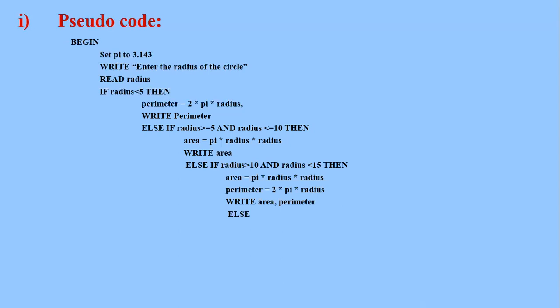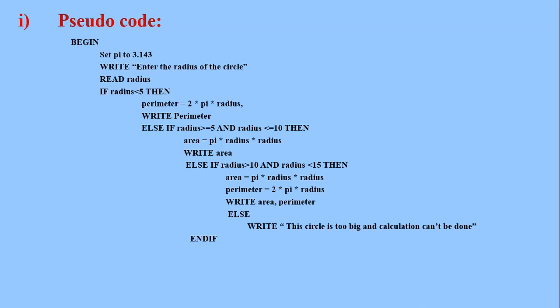Otherwise, if none of those conditions are met, then write this circle is too big and the calculation can't be done. Meaning, if the value entered is 15 and above, then our program will not calculate anything. It will just display the message, this circle is too big and the calculation can't be done. And whichever route is taken, the program will stop or will end computing either area or perimeter.